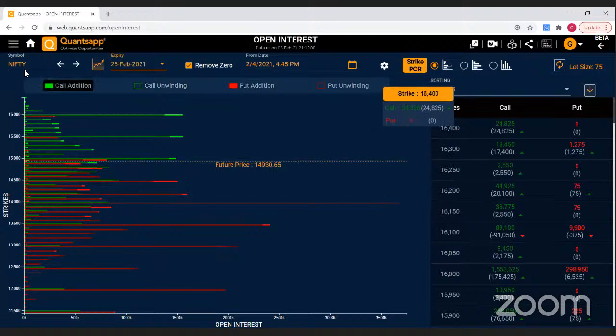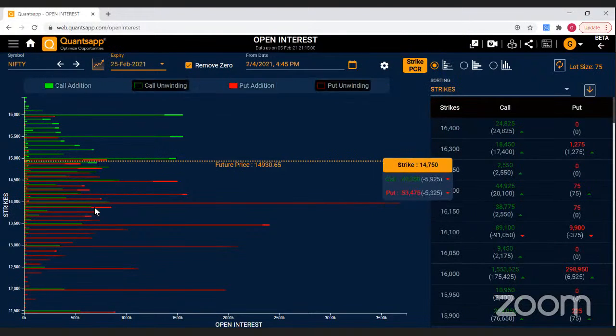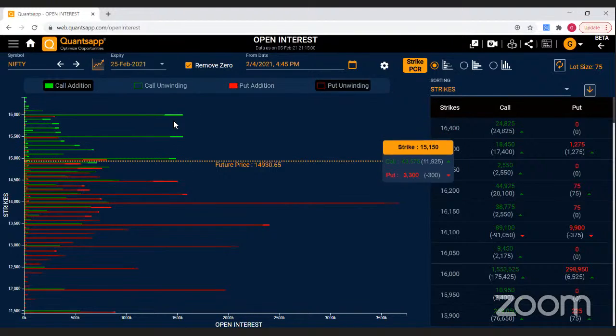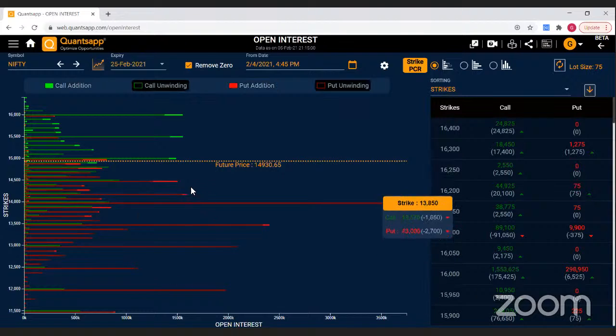If I want to see the monthly expiry for the Nifty, there's a heaviness of the put writers. They are taking more support at different levels. So I can say immediate 14,400, 14,500. Then the highest put writers are at the 14,000 level. But on the upside, the call writers are not as many as compared to the put writers. So you can see the levels of put writers and call writers.